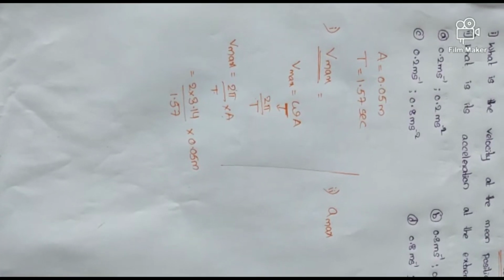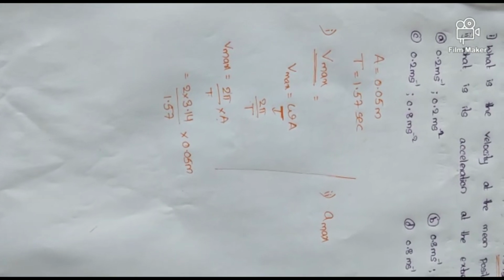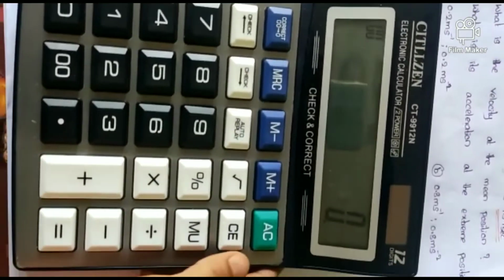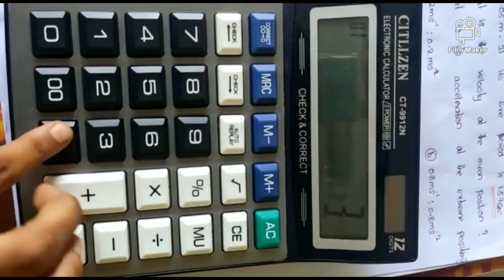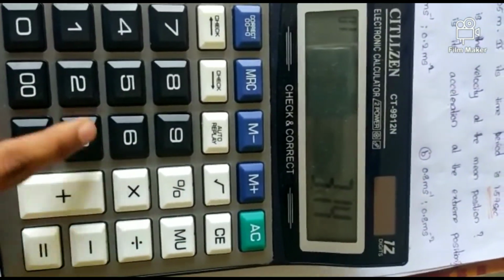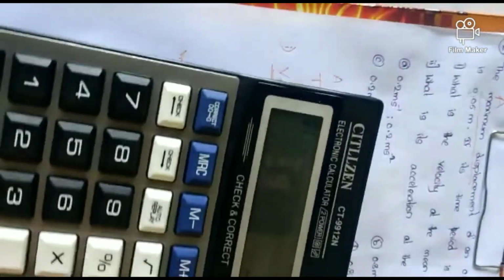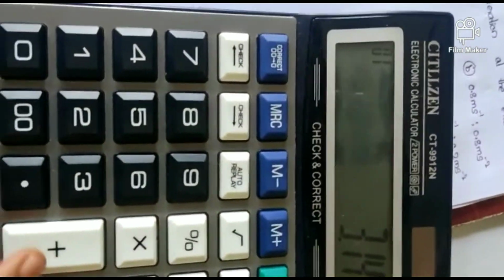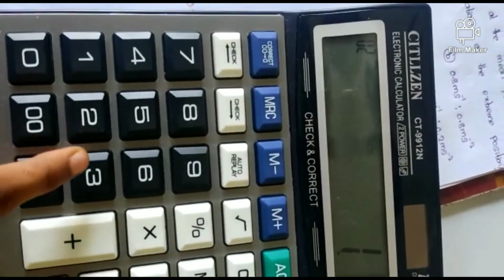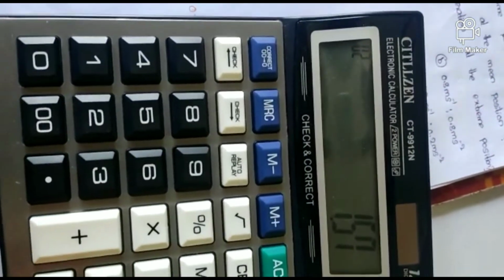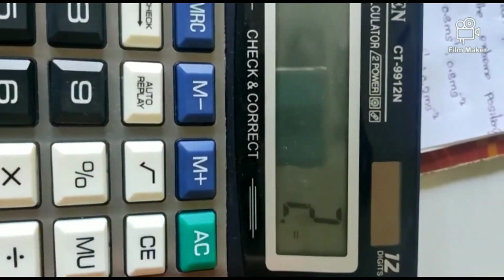Now let us see the calculation of 3.14 divided by 1.57. The answer is 2.